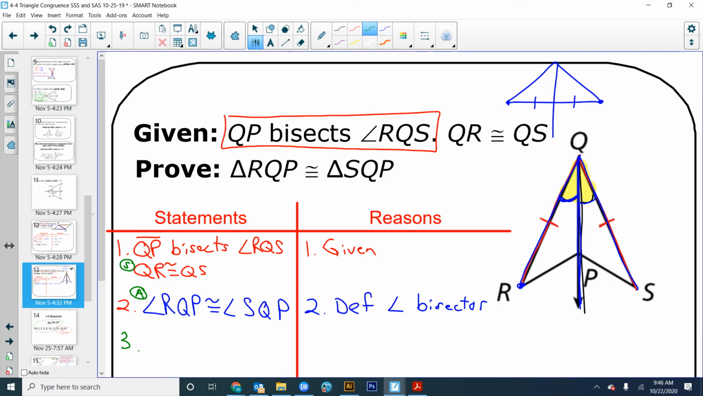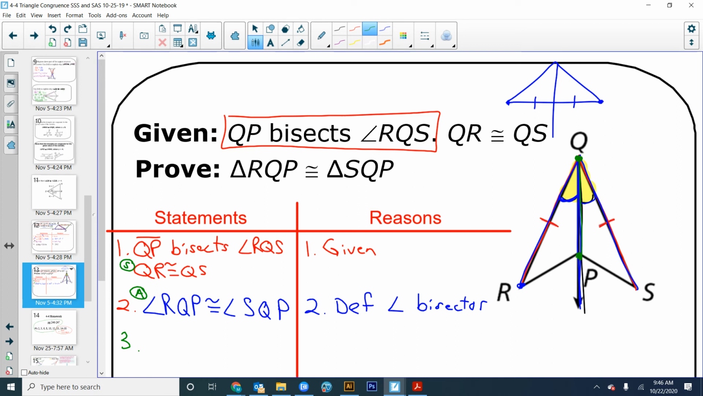Tristan, what other pair of S's are going to be congruent? SP, or the bottom part, SP and RP. Do you have a reason for that? No, I do not. We have to have a reason.